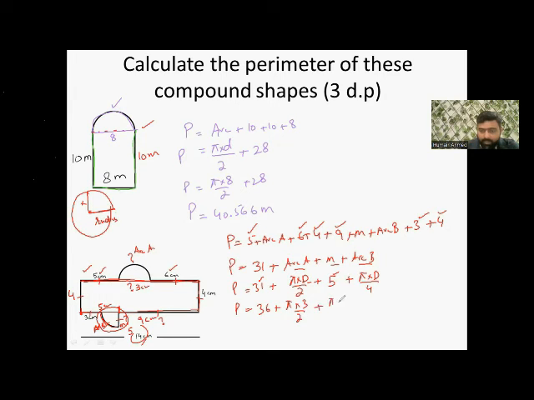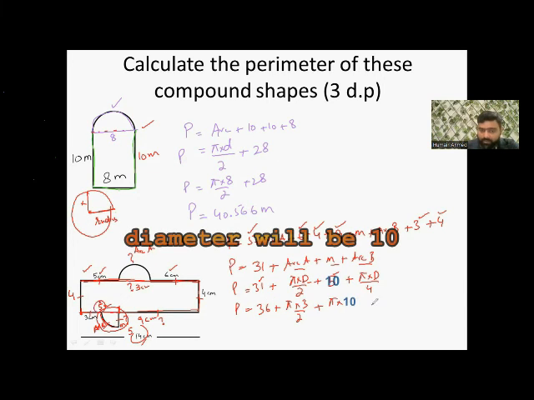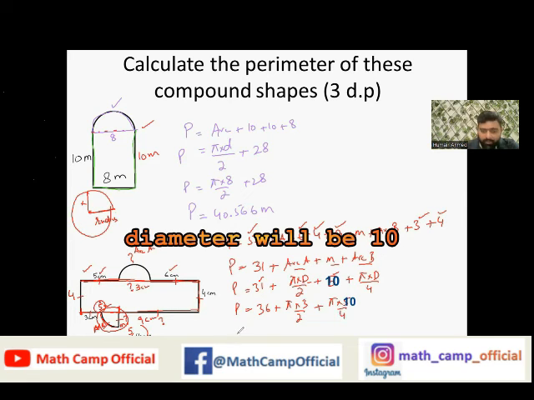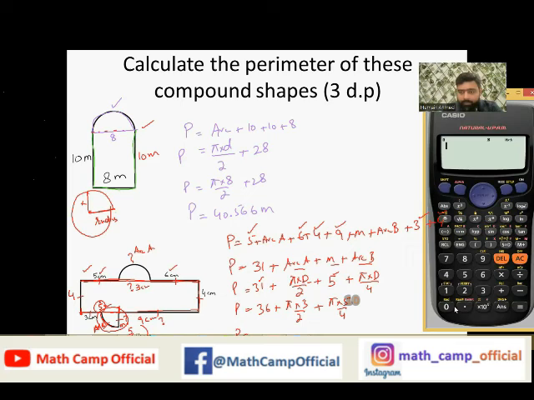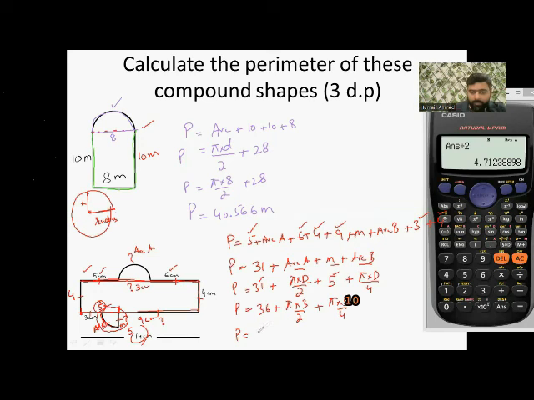Now pi times, this second arc, which is arc B. So here this 5 is the radius and diameter is double the radius. So pi times 5 divided by 4. Now just solve it. Pi times 3 divided by 2. So this arc length is 4.712, to round our answer to 3 dp.